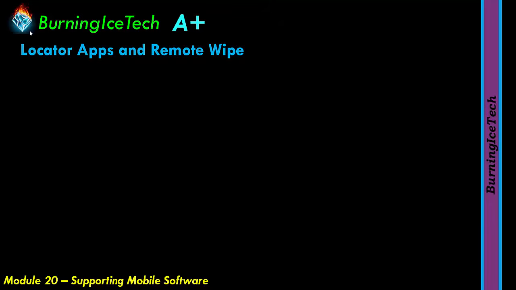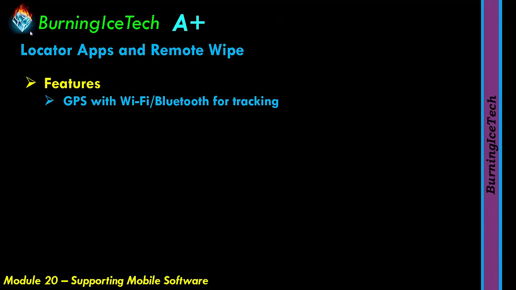So with that in mind, when we talk about features, guys, we talk about things like GPS with Wi-Fi and Bluetooth for tracking. So you can use either the GPS or Wi-Fi or Bluetooth to track a device. Now, up until not too long ago, the only thing you could use was a GPS. So if your phone was misplaced, lost or stolen, you'd have to make sure the GPS was turned on, because if it was not, you would not be able to track that device of yours.